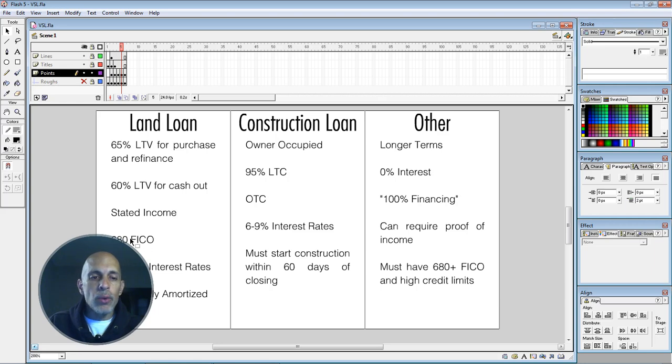Minimum FICO for our program in-house is 680, or a 680 credit score from TransUnion. So you could have 800 credit scores on Equifax and Experian, but if your TransUnion credit score is below 680, we're not going to be able to do the deal. Interest rates, again, are between 10 to 15%, and this is 20 years fully amortized.